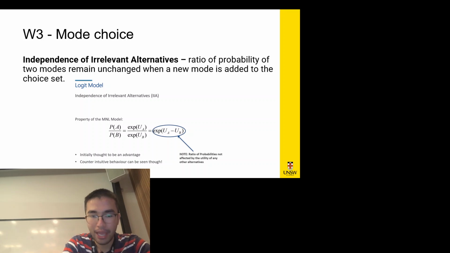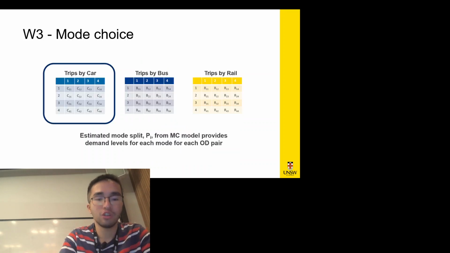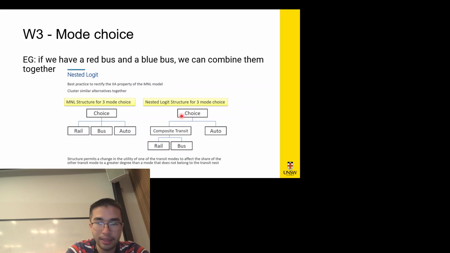And the property of the MNL model, so the multinomial logit model. So the probability of, let's say, mode A, divided by the probability of mode B is equal to the function of the sum of the difference of the utilities. That's just a key thing to consider.